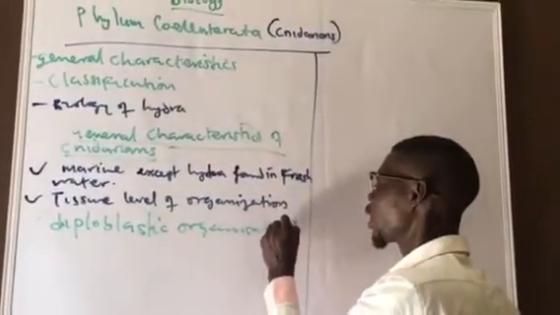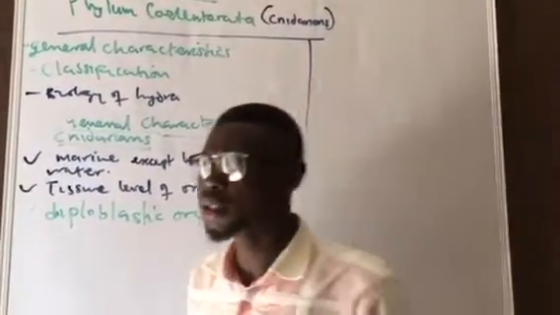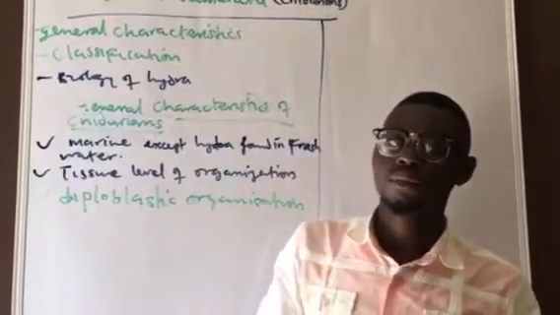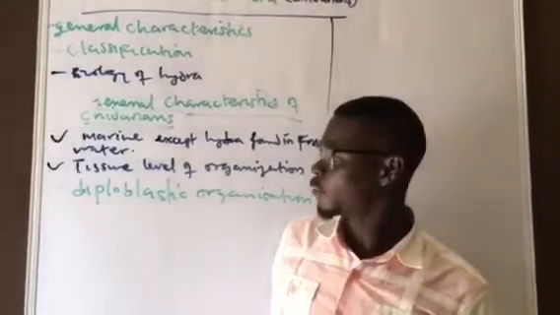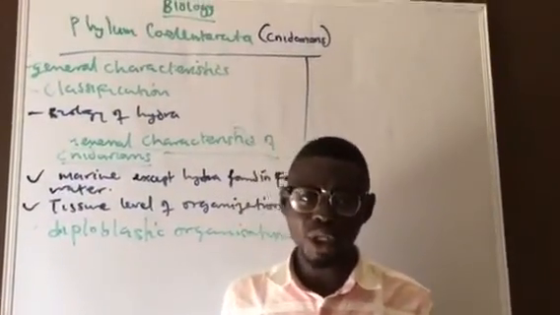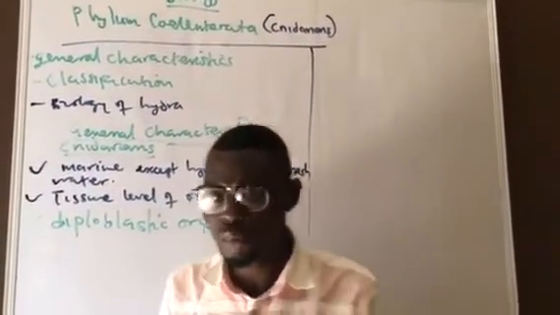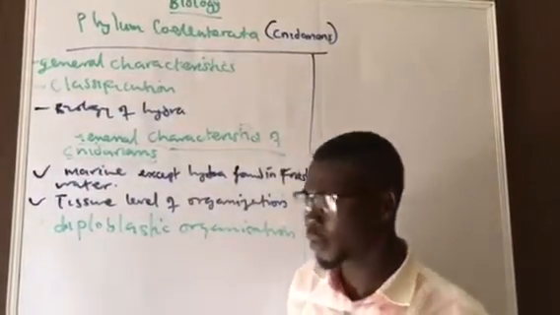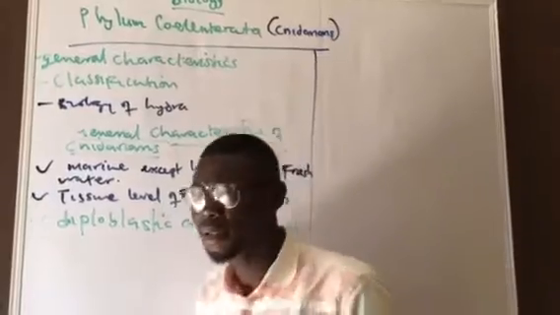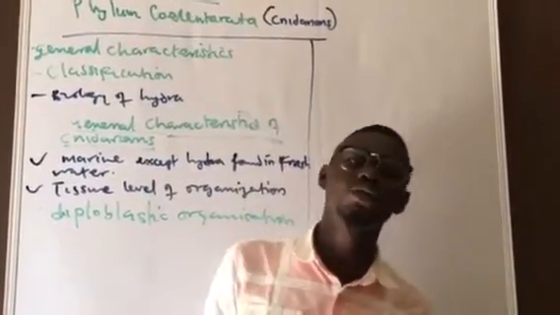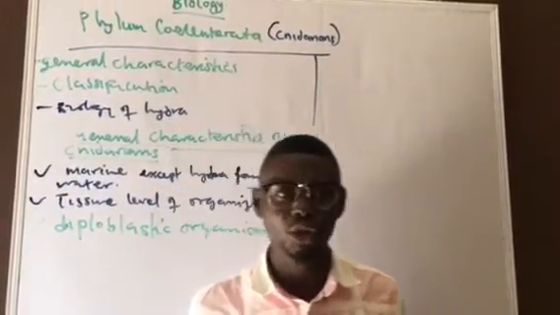When we talk about the diploblastic organization, that is how their body is designed. The body is divided into two parts, that is the ectoderm, the outer ectoderm, and the inner endoderm. That is what is meant by the diploblastic organization.